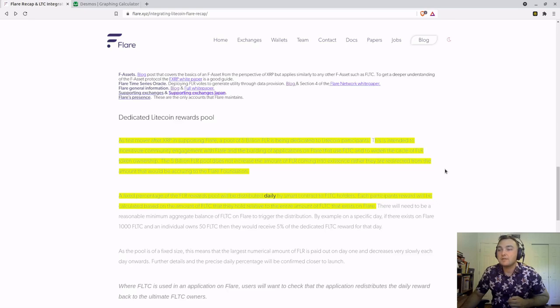A fixed percentage of the FLR rewards pool will be distributed daily by smart contracts to FLTC holders. Each participant's reward will be calculated based on the amount of FLTC they hold relative to the entire amount of FLTC that exists on FLR.